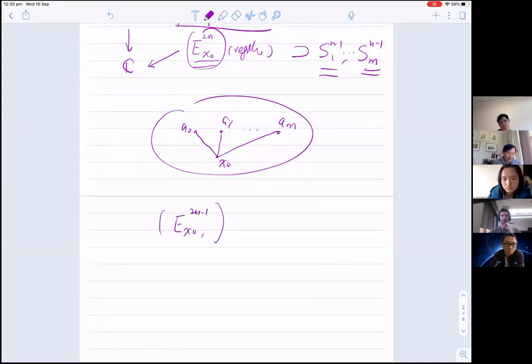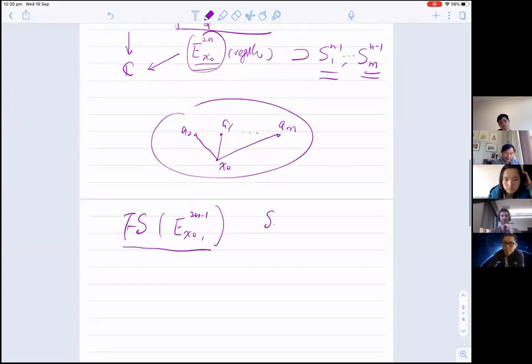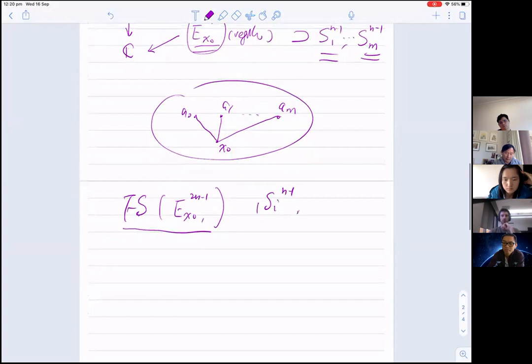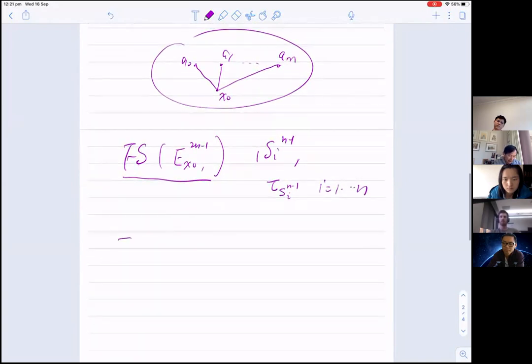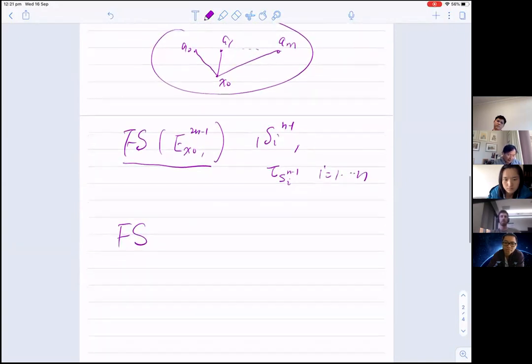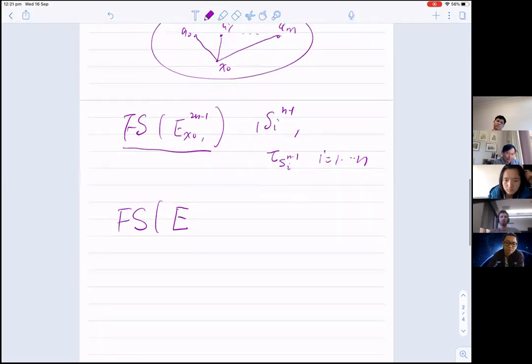We want to look at the Fukaya category, or maybe the Fukaya-Seidel category. And here we want to put these S_i, these cycles here. And then we add the Dehn twists. So we also have a group with the different Dehn twists, i from 1 to m. And then we have another, maybe also called the Fukaya category or Fukaya-Seidel category, for the whole space E.